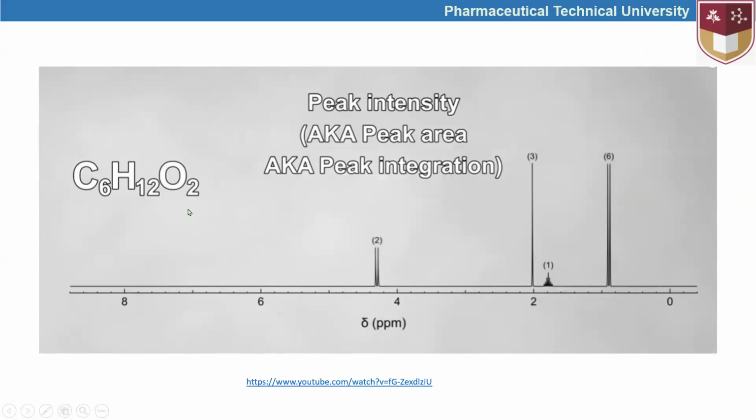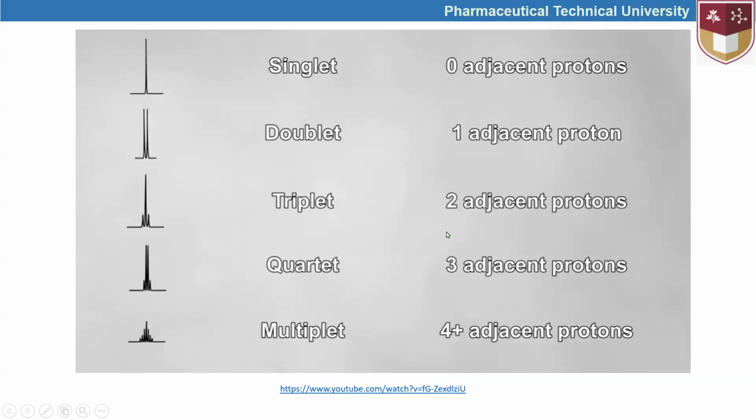If we have this kind of structure, C6H12O2, and we have one singlet here, doublet here, and multiplet here, and doublet here. So what do you have to do? Here, as we see, number of carbons 2, and here 3, and here 6, and this is one multiplet. How do we have to explain these results? Again, this is singlet, no adjacent protons, and this is doublet, one adjacent proton.